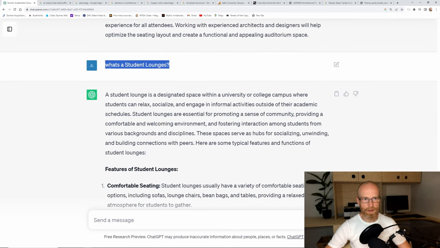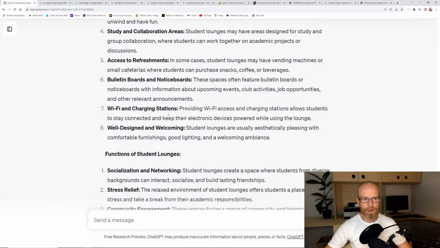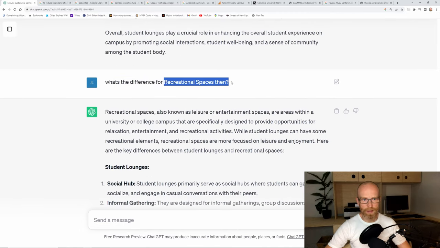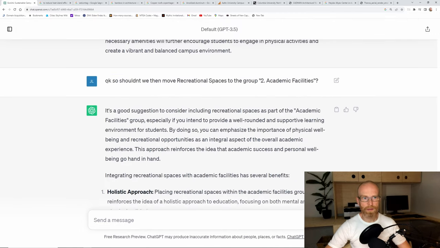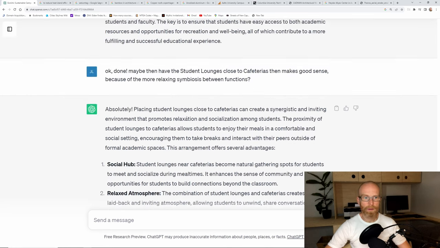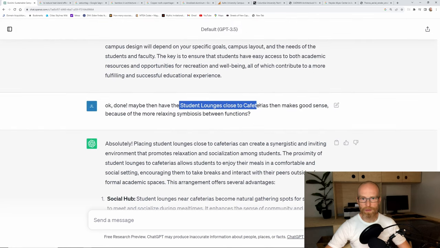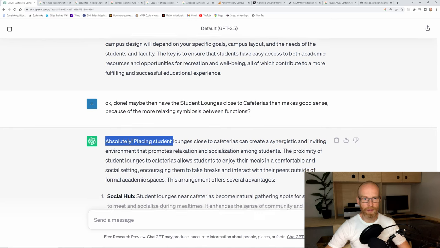Here I started a discussion about the student lounges and the recreational spaces. And here you can see, I ask, okay, shouldn't we then move recreational spaces to the group 2 academic facility? And ChatGPT thinks it's a good suggestion. And then we merge the student lounges to be close to the cafeteria. And again, ChatGPT thinks it's a very good idea.